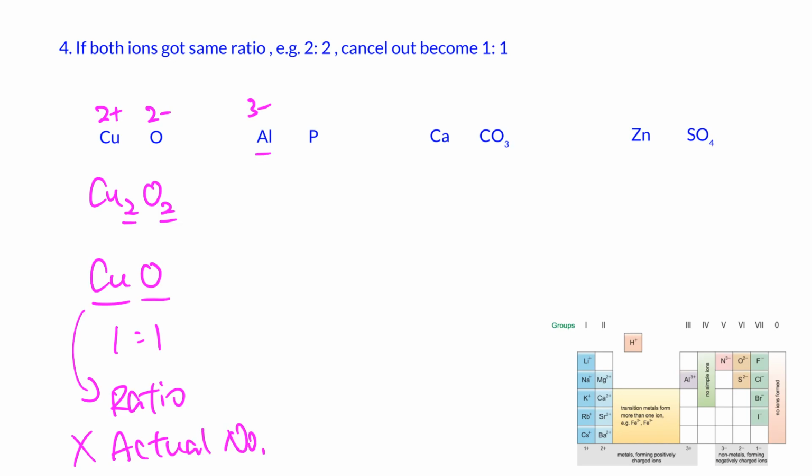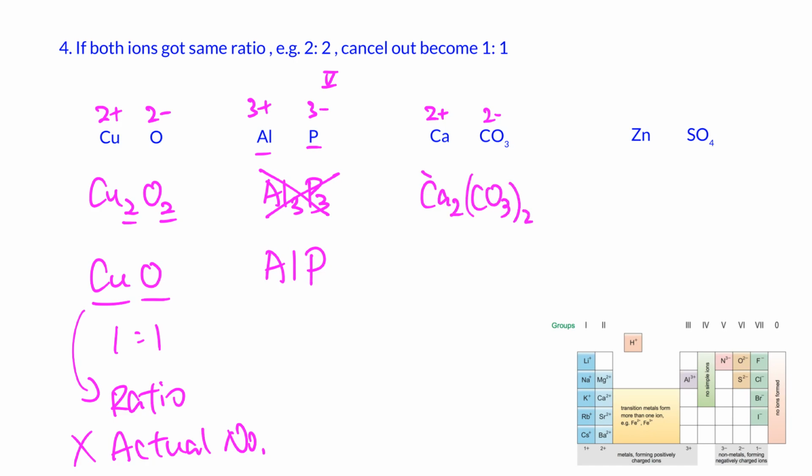And Al will be 3+, P is group 5, so 8 minus 5 will become 3-. So this one is not written like this, not 3 to 3, inside it will be AlP. Ca, calcium is group 2, so therefore 2+. CO3 is a carbonate, it will be a 2- anion. So we are not writing things like this, this one is wrong, 1 to 1, so therefore it is CaCO3. You don't need a bracket for this because we have only one CO3 in this case.